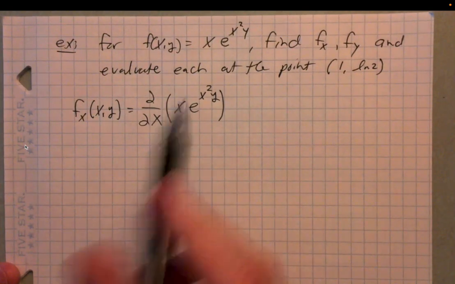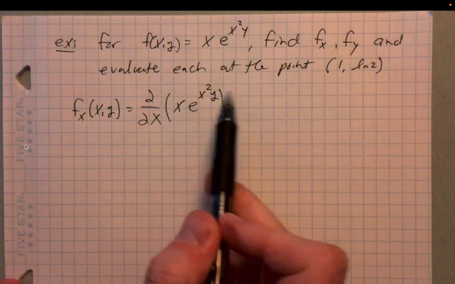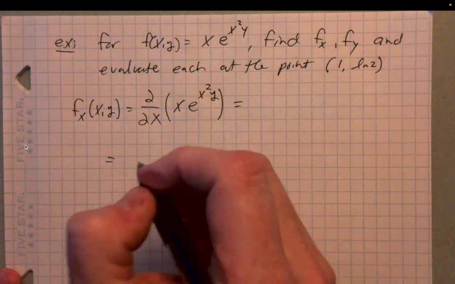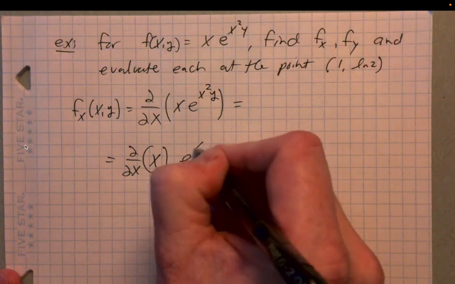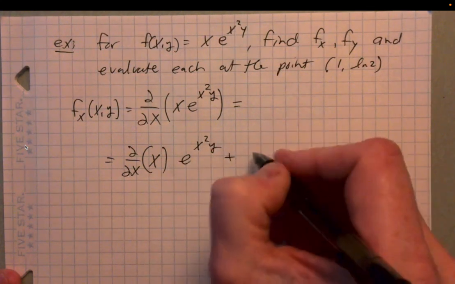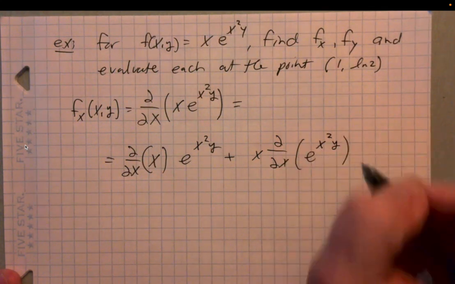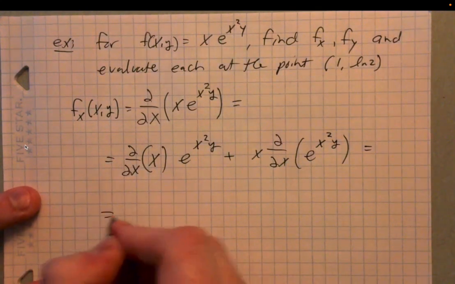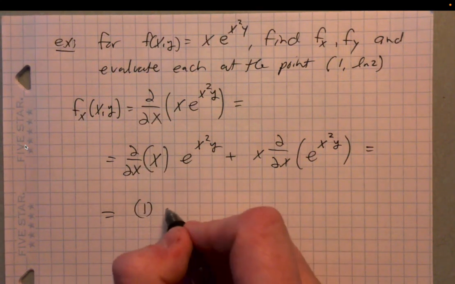Okay. And now this is going to be the product rule, right? You've got a function of x over here, and you've got e^(x²y) over here, two functions multiplied together, so we can use the product rule. And so we'll do this: ∂/∂x of x times e^(x²y) plus x times ∂/∂x of e^(x²y). So this is just an old familiar product rule, right? Works the same way. Okay, we differentiate x with respect to x, we're left with just a 1, and then this stays as before.